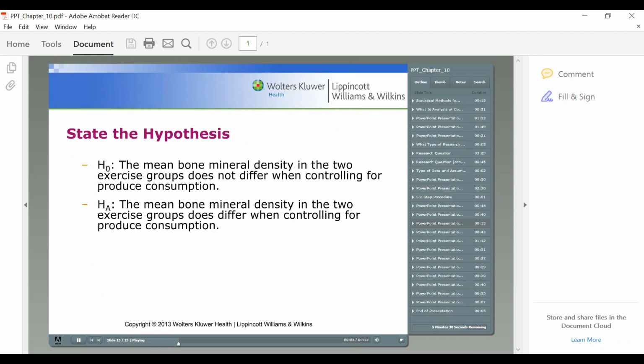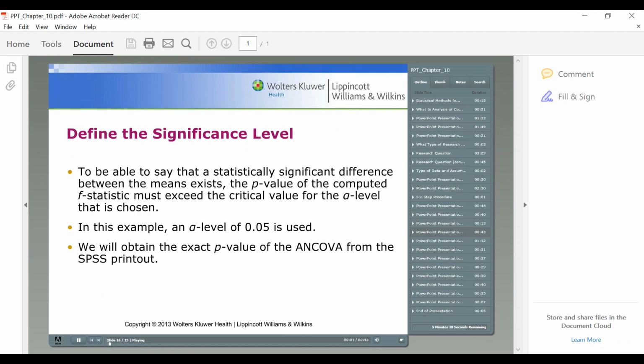So let's state our hypothesis. Mean bone mineral density in the two exercise groups, they do not differ when controlling for consumption, and the alternate is just opposite, basically saying that they will differ. Okay, so here what we say is a statistically significant difference between the means exists.